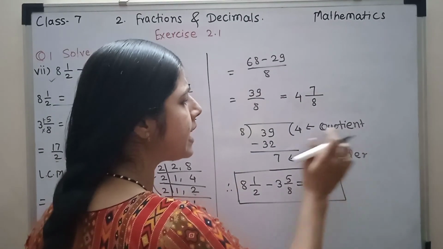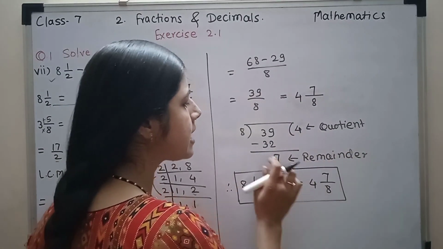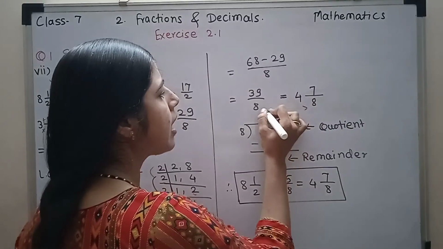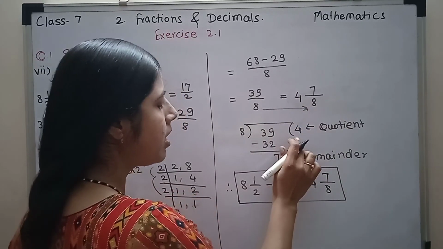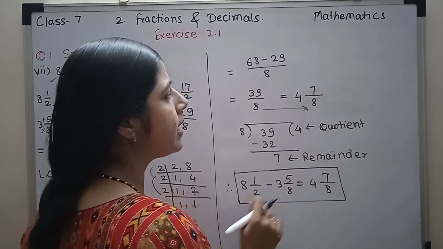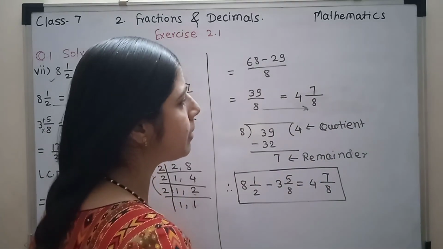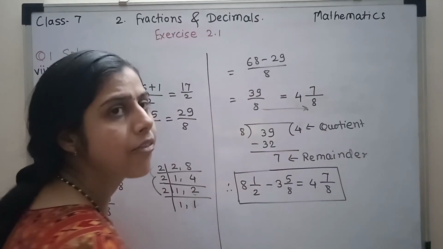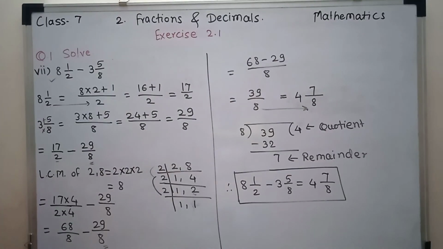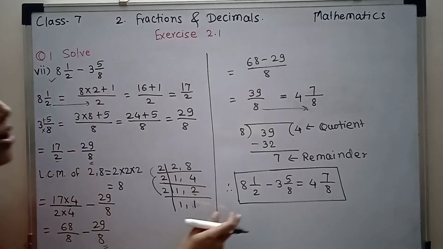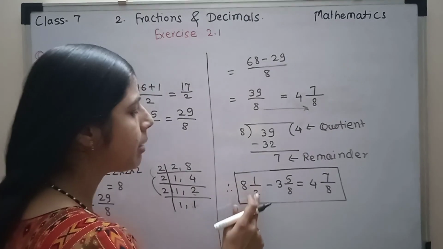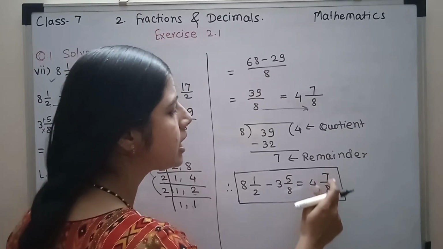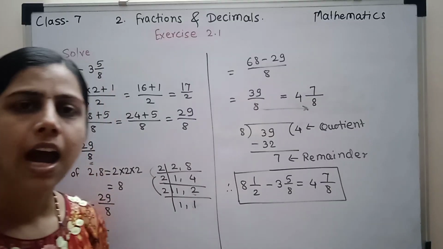So our quotient is 4 and our remainder is 7. So the denominator will appear as it is, the integral part is over here, and the remainder in the numerator. So it will be 4 7/8. So this is the final answer. Whenever you get the final answer, you always highlight it. So 8 1/2 minus 3 5/8 equals 4 7/8. This is the answer. Okay.